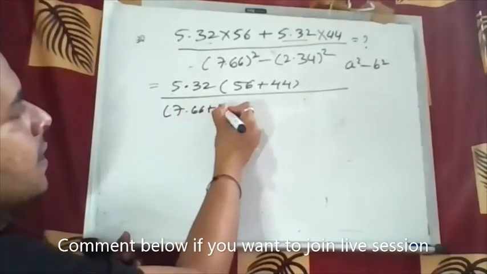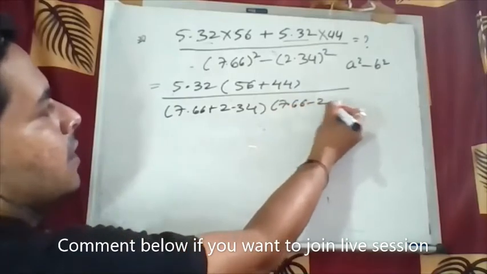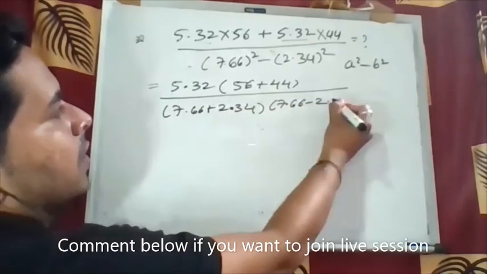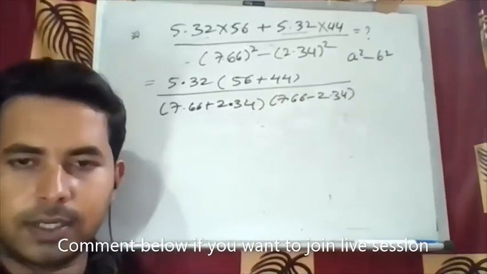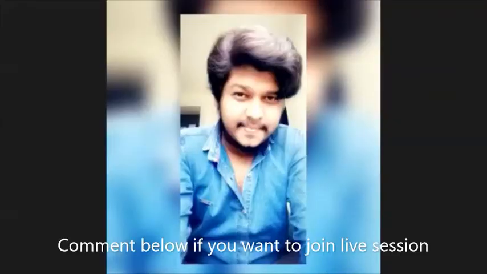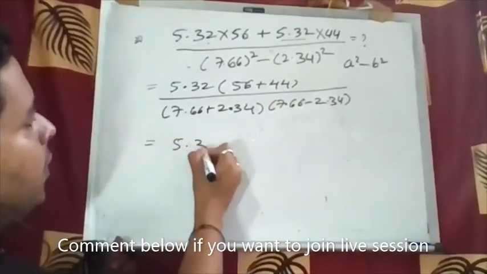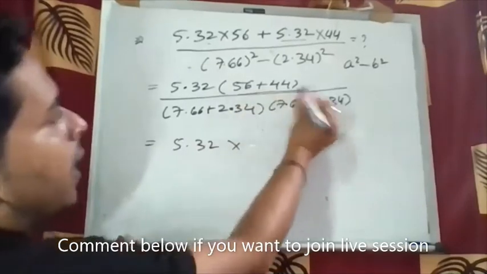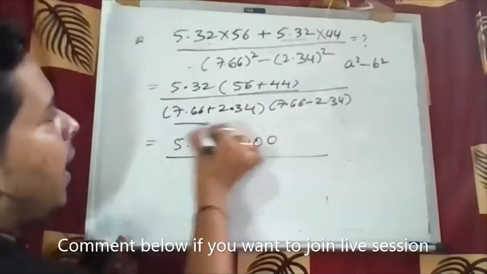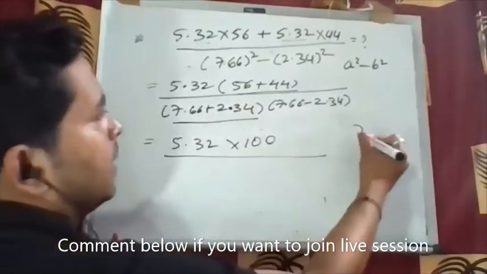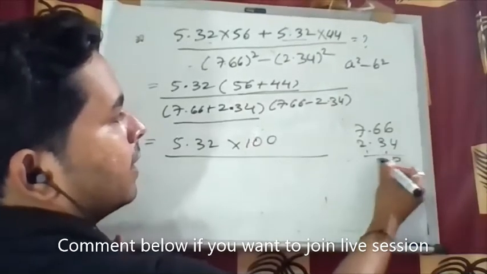7.66 plus 2.34 and 7.66 minus 2.34. Okay. Now you can solve this. Try this now. Yes, correct. So what we have to do here? So I already know, I'll just write 5.32 into, if we add these two, what will I get? 100 will come. So I'll get 100, and if I add these two, like 7.66, 2.34, so I'll get here 10.